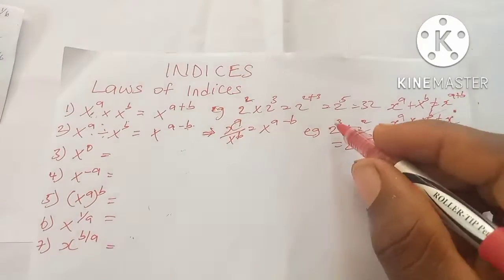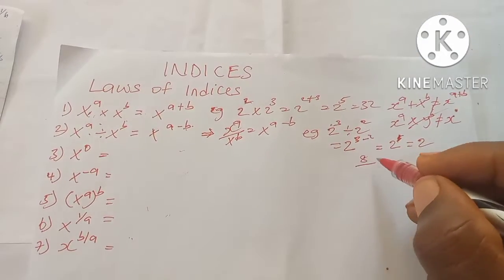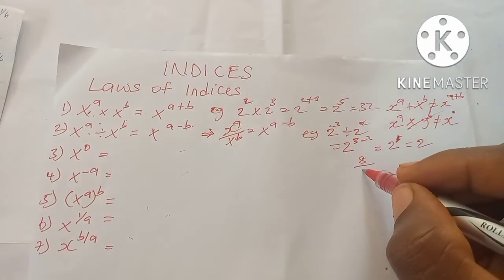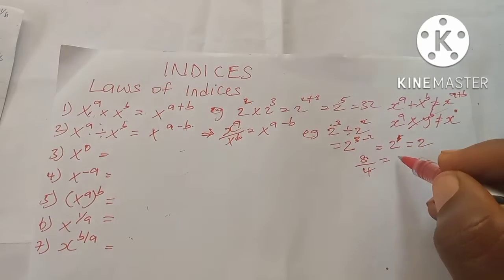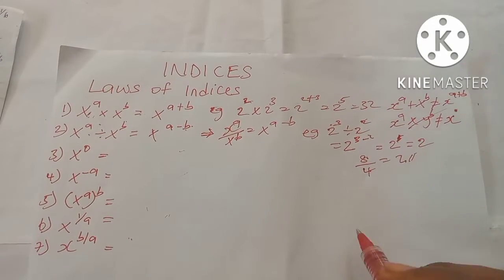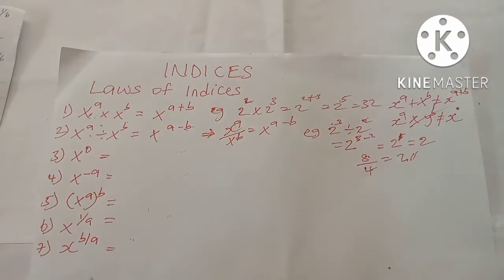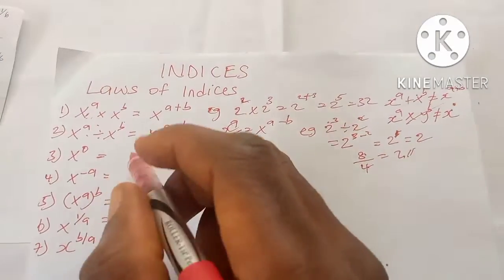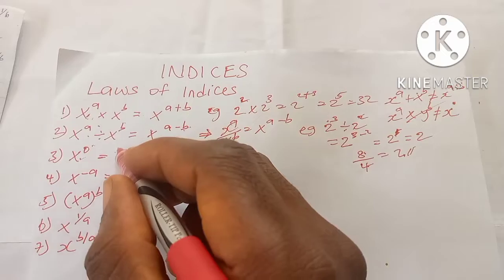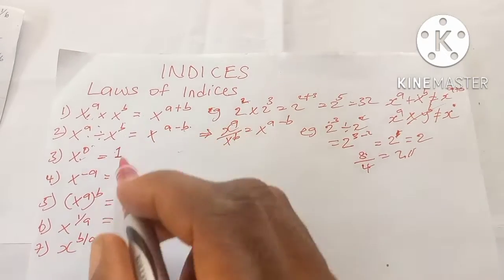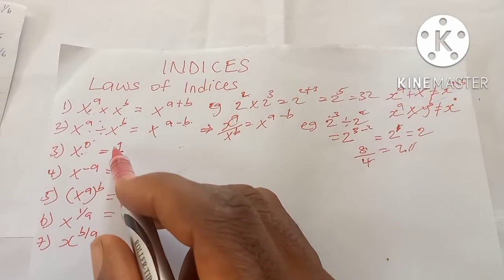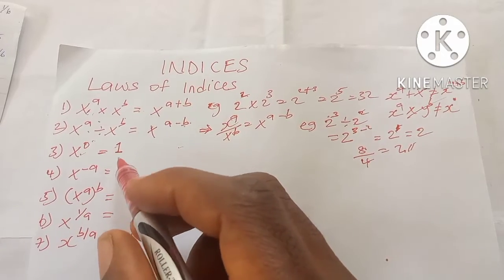And it makes sense. 2 to the power 3 is equal to 8, divided by 2 to the power 2, which is 4. So 8 divided by 4 is equal to 2. So that's it for the second law of indices. Then the third law of indices states that x to the power 0 is equal to 1. I'm going to prove this at the end of this video.